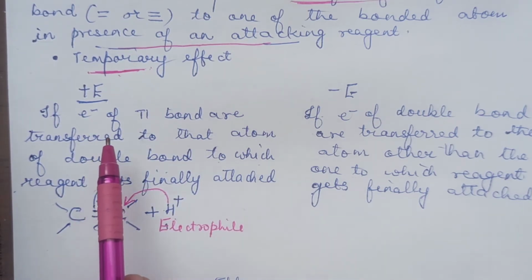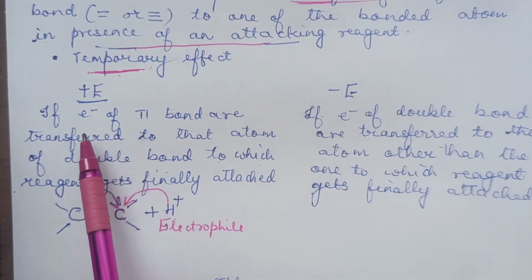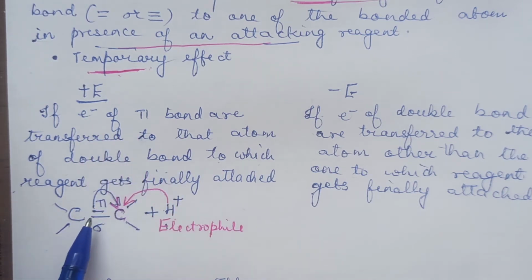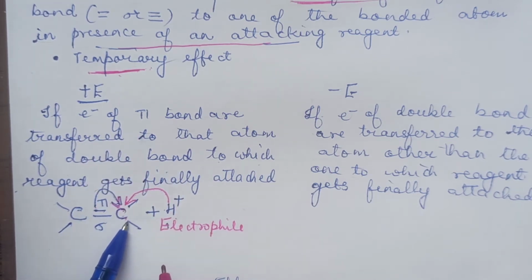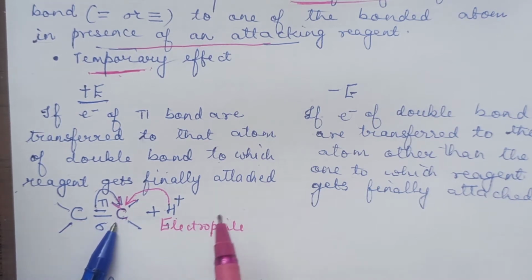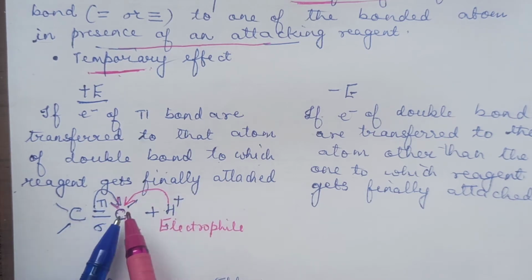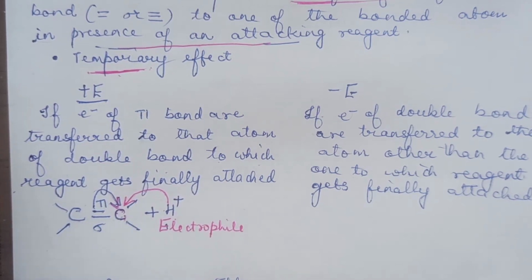Now you just read the definition once again, see if it is clear. If the pi electrons of the bond are transferred to that atom of the double bond to which the reagent gets finally attached. That means the reagent and the pi electrons both attack the same atom. It is the positive electromeric effect. Got it? Now, the negative electromeric effect.